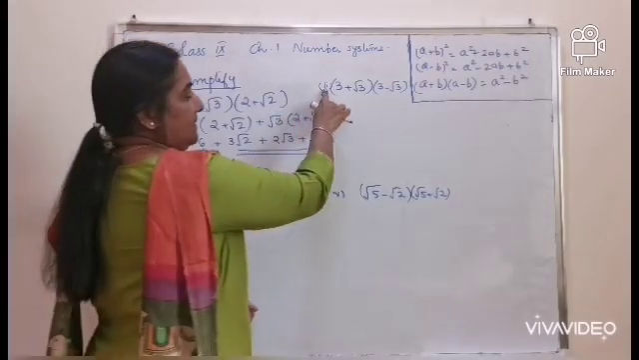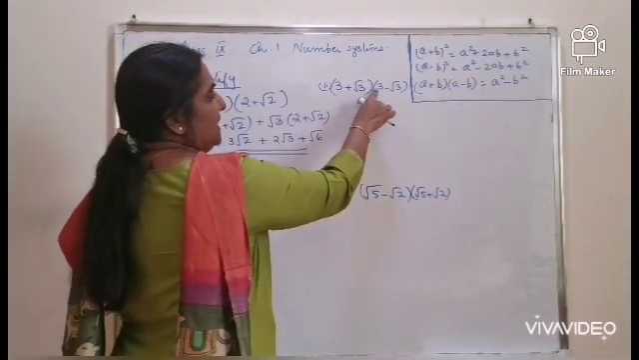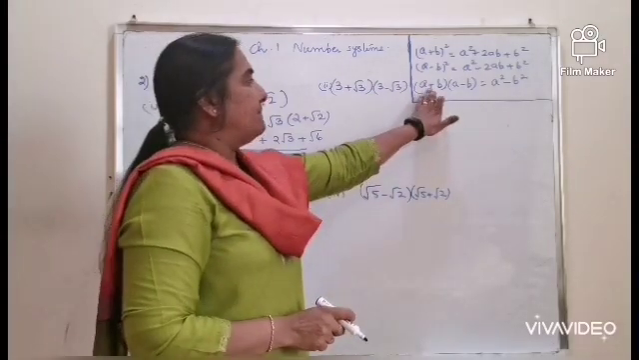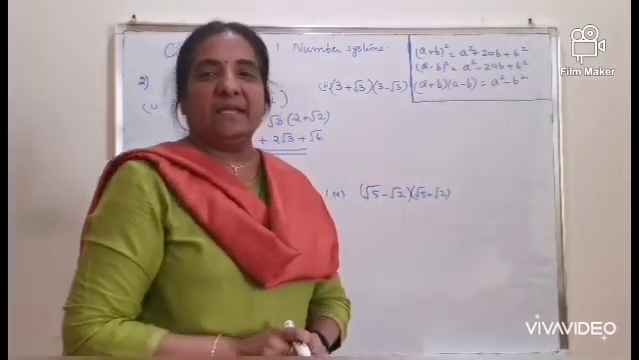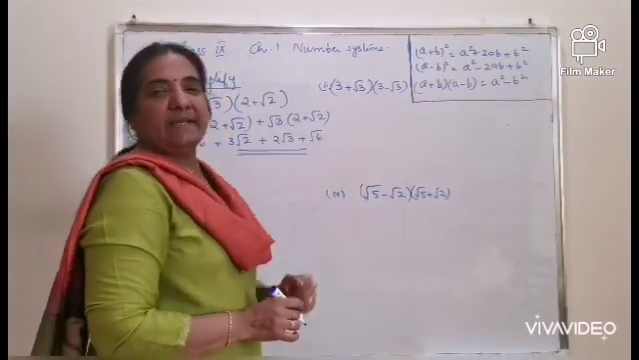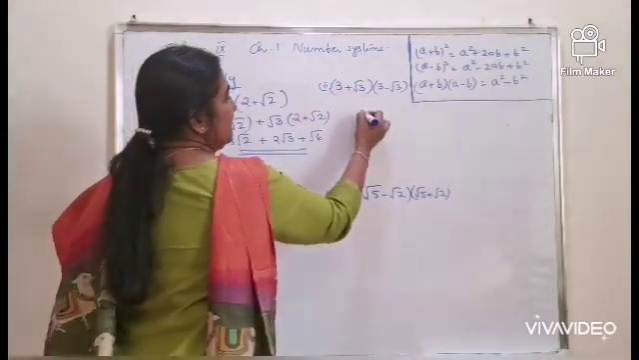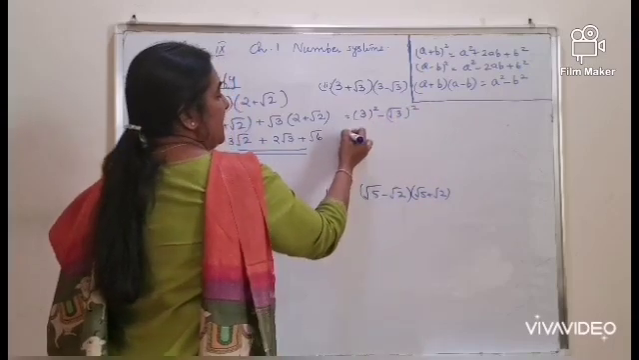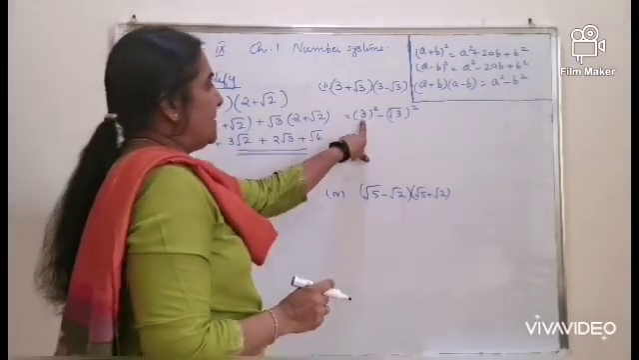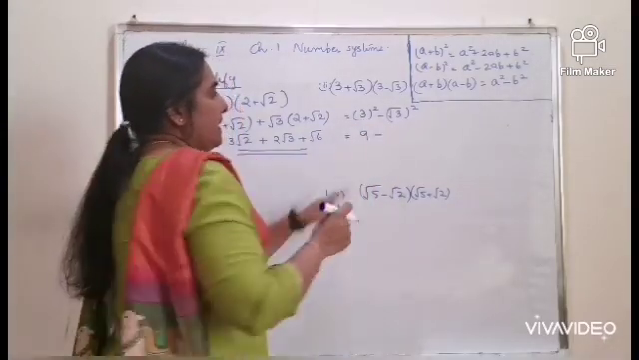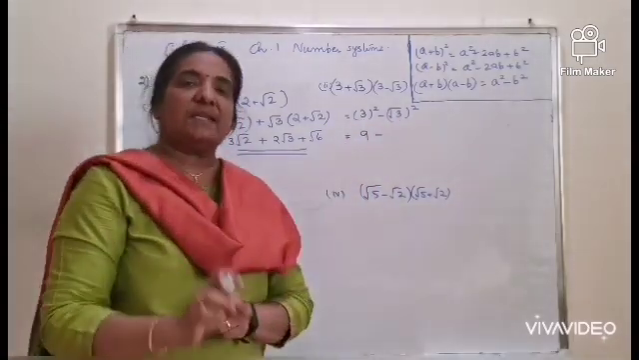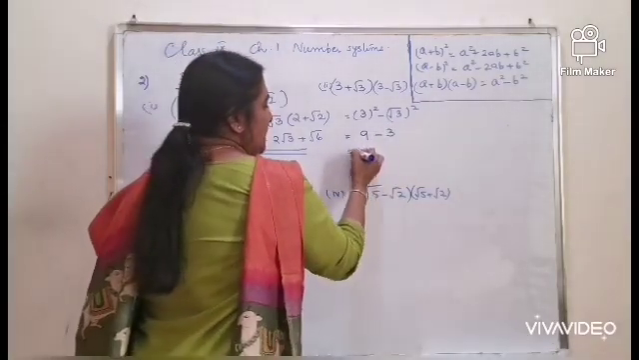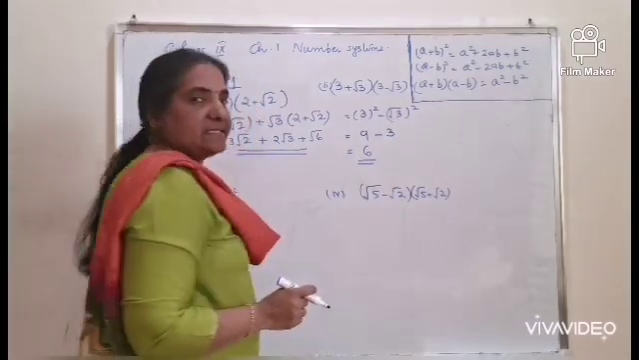The second one is 3 plus root 3 into 3 minus root 3. It corresponds to the identity a plus b into a minus b. The result is a square minus b square, which shows 3 the whole square minus square root 3 the whole square. 3 square is 9. Root 3 whole square is root 3 into root 3. As I have mentioned, it is 3. 9 minus 3 is 6.